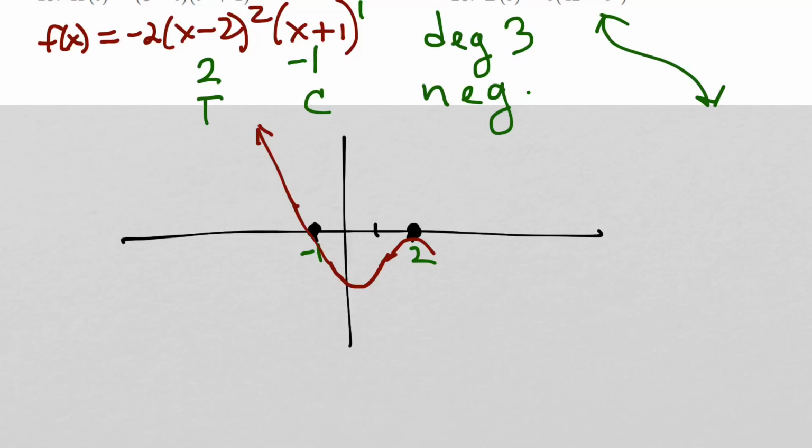And then after 2, that means I've got my end behavior on the right end, which is down. And it's going to go down like that. So that's a rough sketch of my graph.